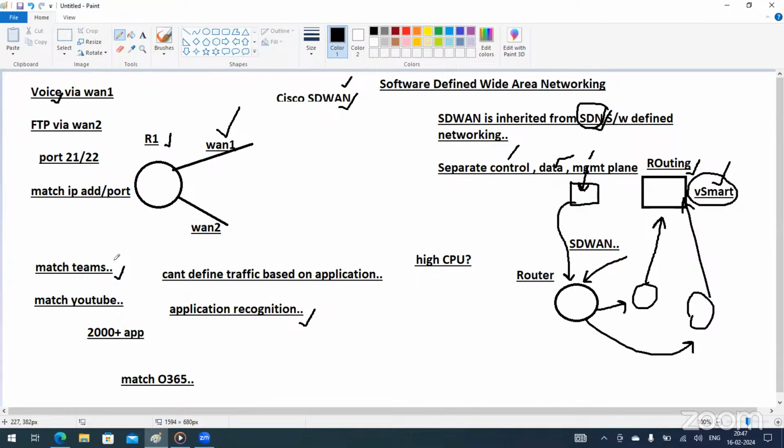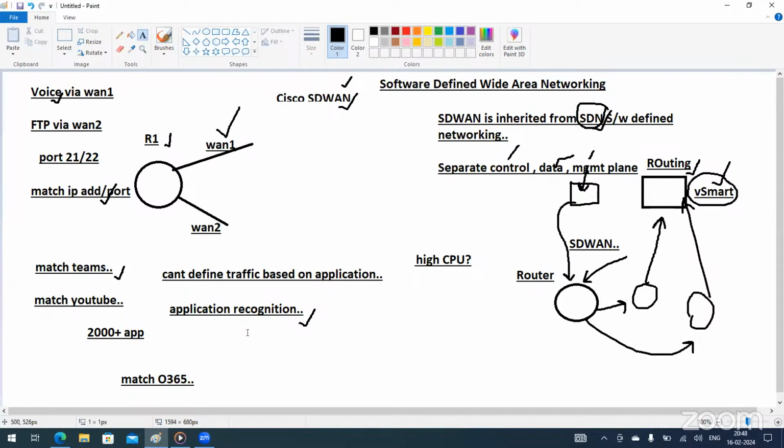If it is Teams traffic, I can steer it across WAN 1. If it is YouTube traffic, I can say pass it via WAN 2. It is not feasible with legacy networking. When a router is working in legacy networking mode, we can only steer the traffic based on IP address or port numbers. We cannot define application.